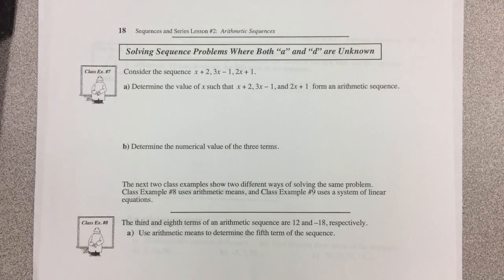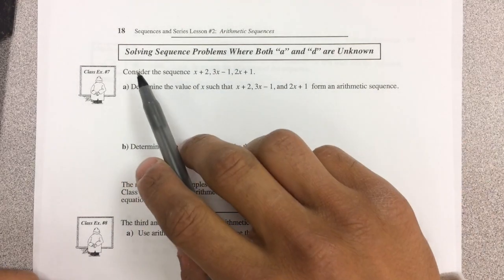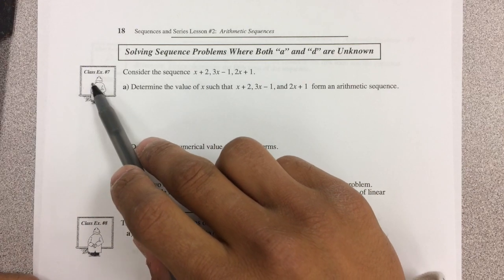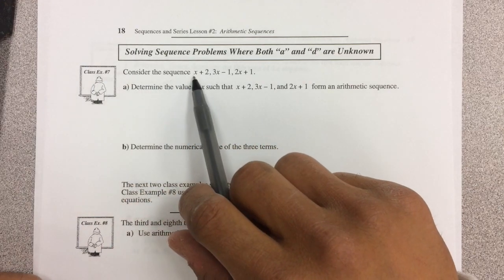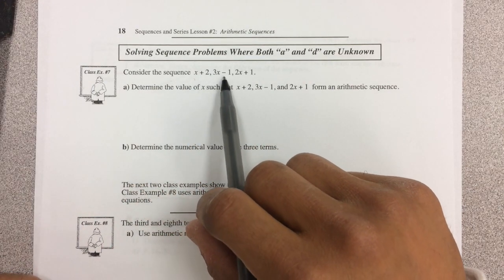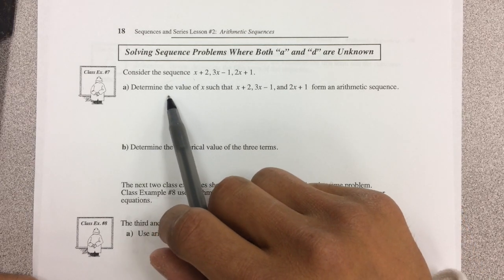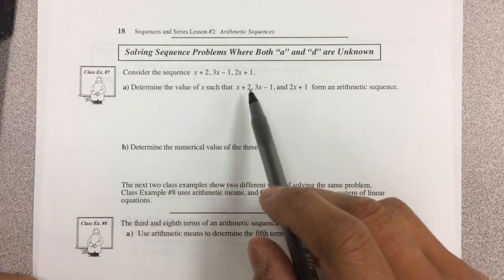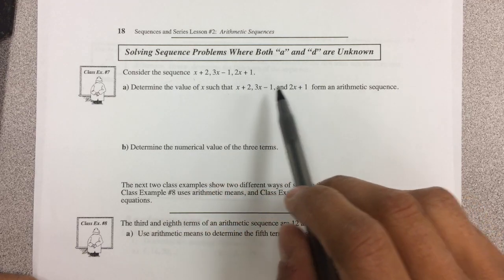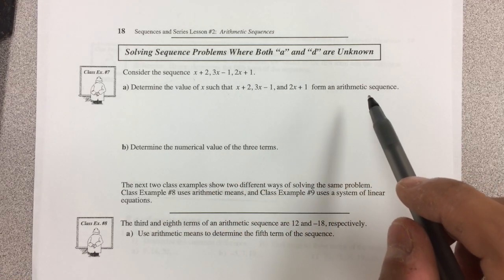Hey, this is part 2 of lesson 2, and we're starting at page 18. For this question, this is from class example number 7. Consider the sequence x plus 2, 3x minus 1, and 2x plus 1. We want to determine the value of x such that these values form an arithmetic sequence.